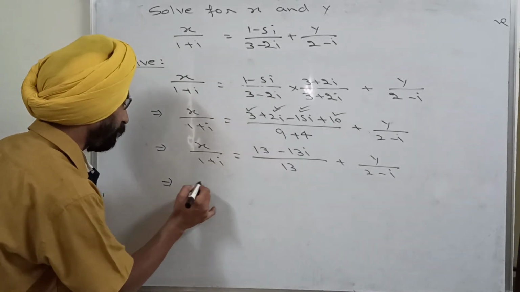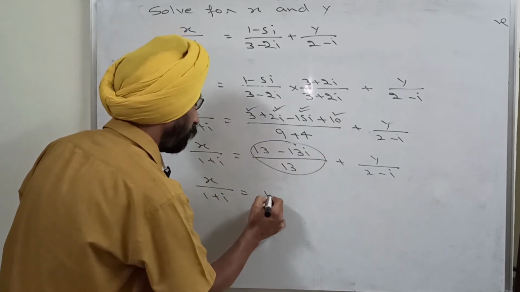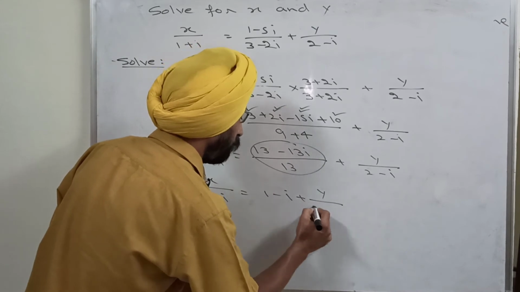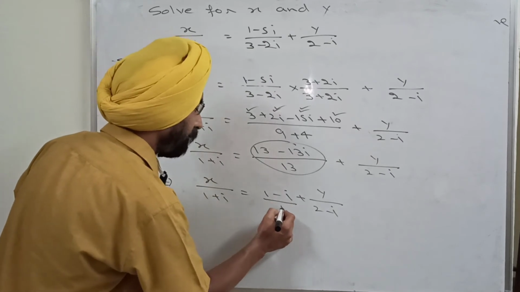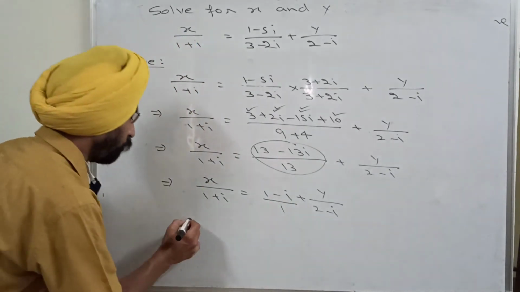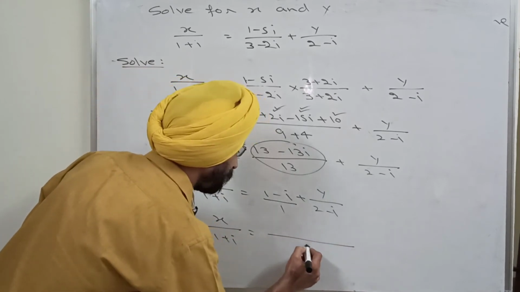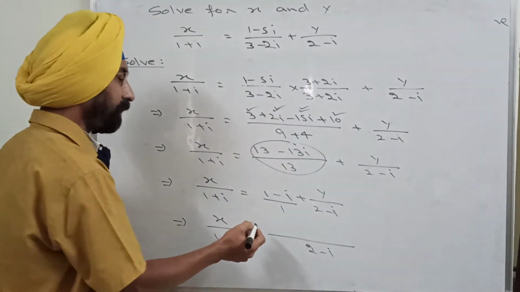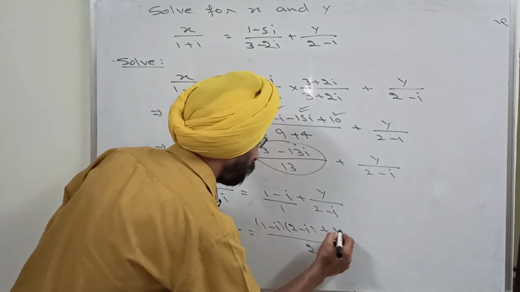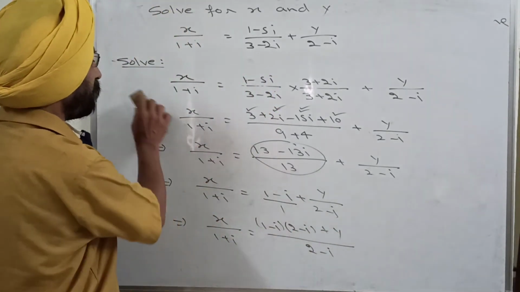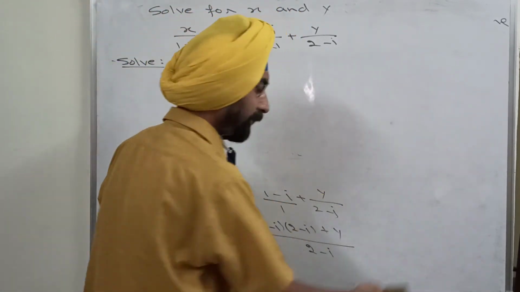So what you will get in the next step is x upon 1 plus iota, and this term will become 1 minus iota, plus y upon 2 minus iota. And now take LCM on the right hand side by taking the denominator as 1 for the first term. So you will get x upon 1 plus iota is equal to, 2 minus iota is the LCM on the right hand side. You will get 1 minus iota into 2 minus iota here and plus y. So the question is now, I think, more easier than it was looking in the starting stage.